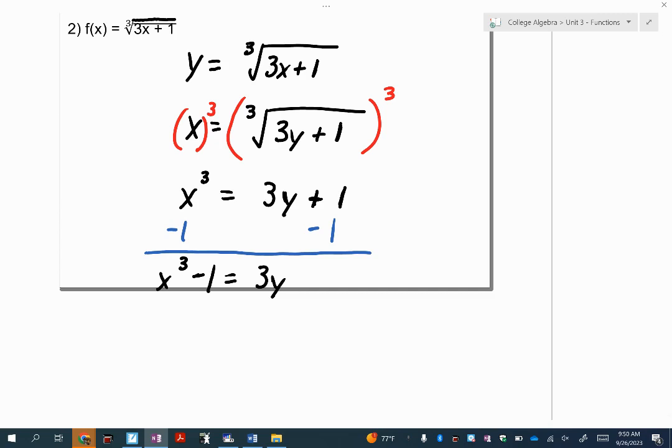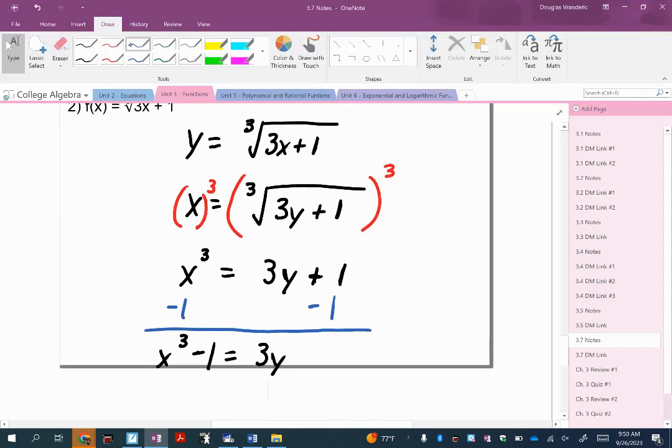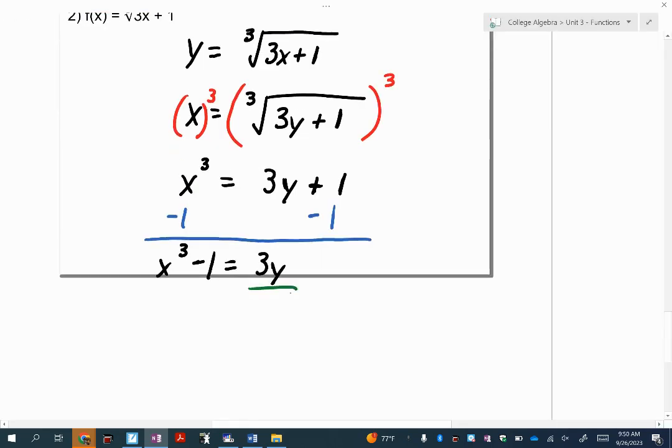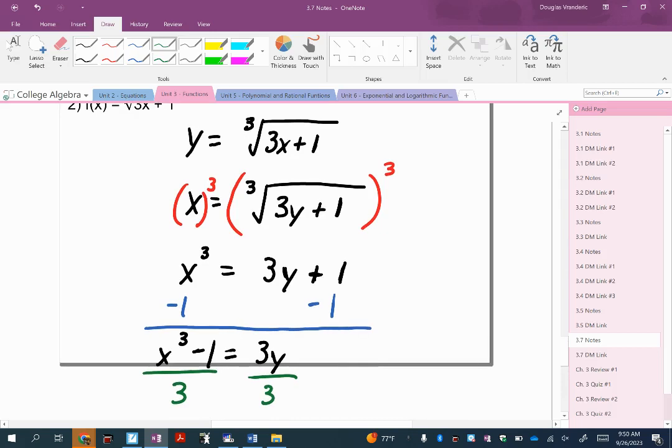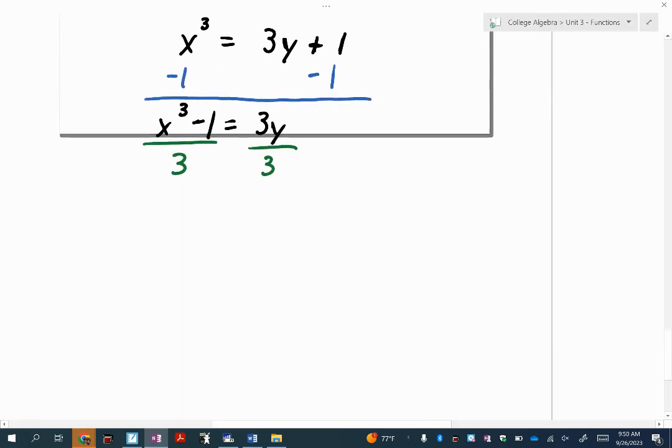Now we're really close because it says equals y, but is it y by itself over there? No. Do you see the 3 that's in front of it? How do we get that 3 to go to the other side? Divide. Nice job. So I'm going to divide both sides by 3. So now I have y equals x cubed minus 1 over 3.